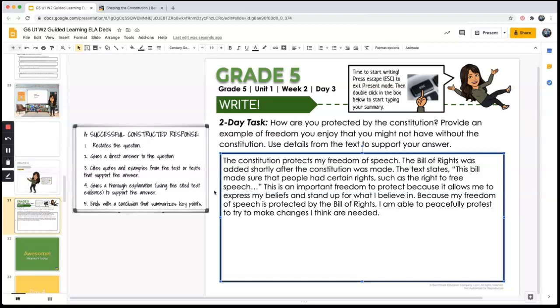So I'm going to conclude with, let's reread the question. How are you protected by the Constitution? So I'm going to say, in this way, the Constitution provides protection for my freedom of speech and ability to express myself.